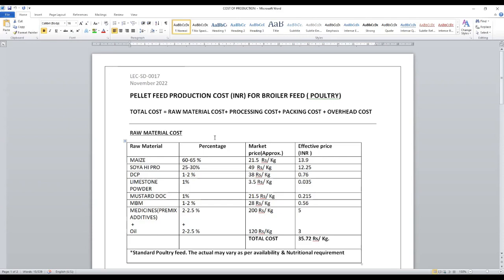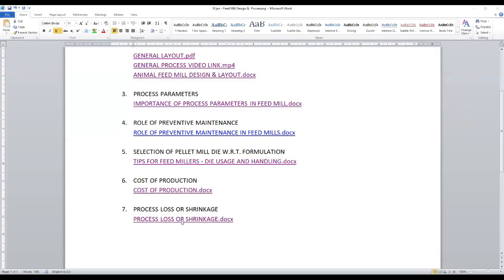So with this document you can audit your feed mill: in which part your processing cost is going higher and where we have to focus, in electricity, in labor cost, in boiler cost and other practices. So we can check our feed mill with this costing. And my last discussion is over the process loss or shrinkage.